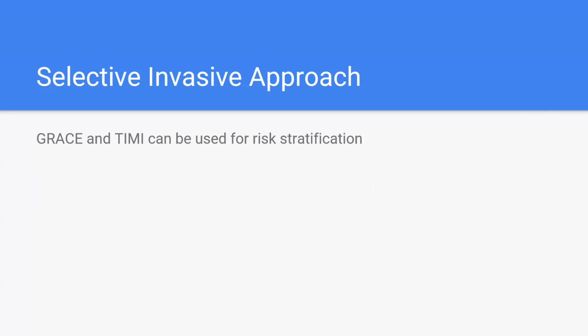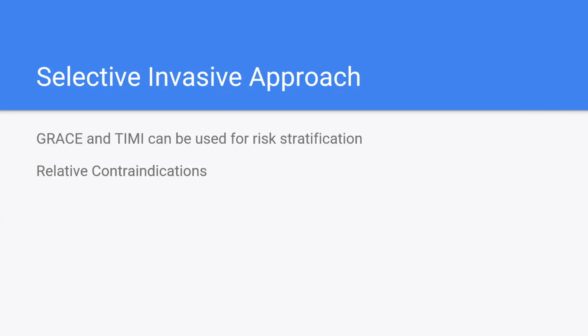we can use certain scores to help risk stratify and help us weigh the pros and cons. The GRACE and TIMI scores we don't need to go over, but you can find a calculator for those, and they can give you an idea of the risk of not intervening on these patients.